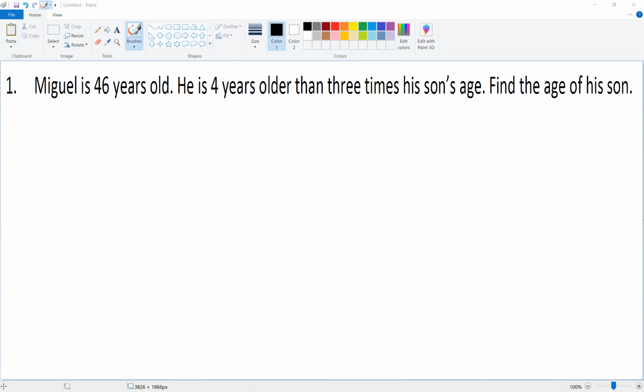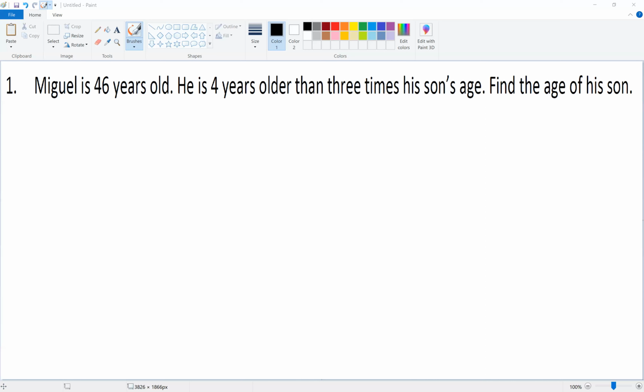What did you do? I first subtracted 4 from 46, and I got 42, and I divided that by 3, and I got the answer of 14.